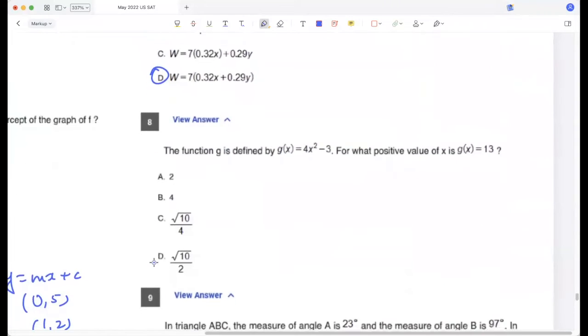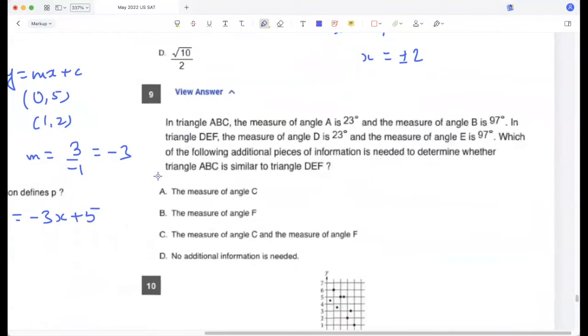The function g is defined by this. For what positive value of x is g(x) = 13? So 4x squared minus 3 is 13. So 4x squared is 16. So x squared is 4. So x is plus or minus 2. So plus 2.